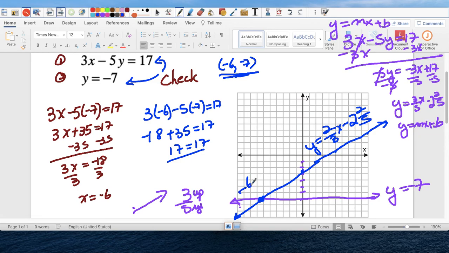That point, -6 and -7, is where both of these two lines meet. Line y equals -7 and the line y equals 2/3 x minus 2 and 2/5. So that's what we're looking for visually. But we found that already solving our system.